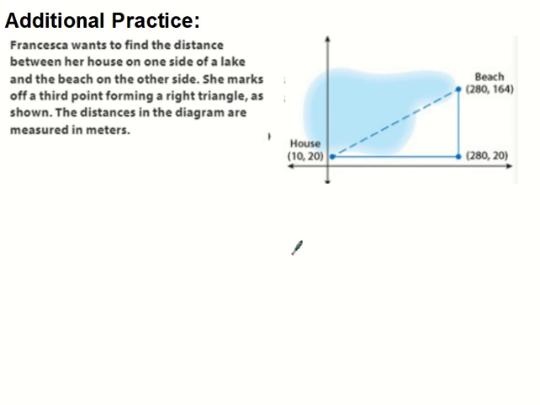All right, so this is a little different. It says Siska wants to find the distance between her house on one side of a lake and the beach on the other side. She marks off a third point forming a right triangle as shown. The distances in the diagrams are measured in meters. So it says that this point is at 10, 20 and this point is at 280, 20.